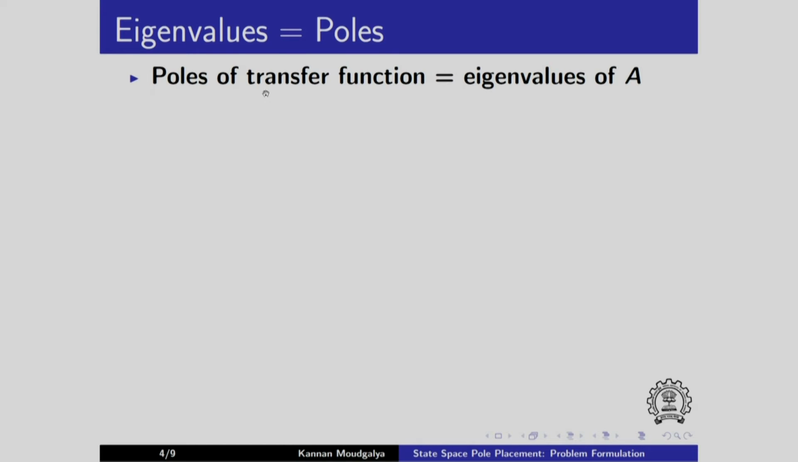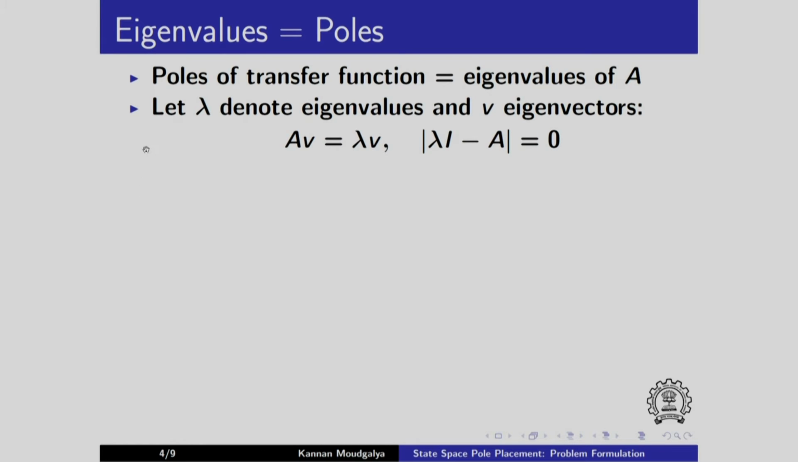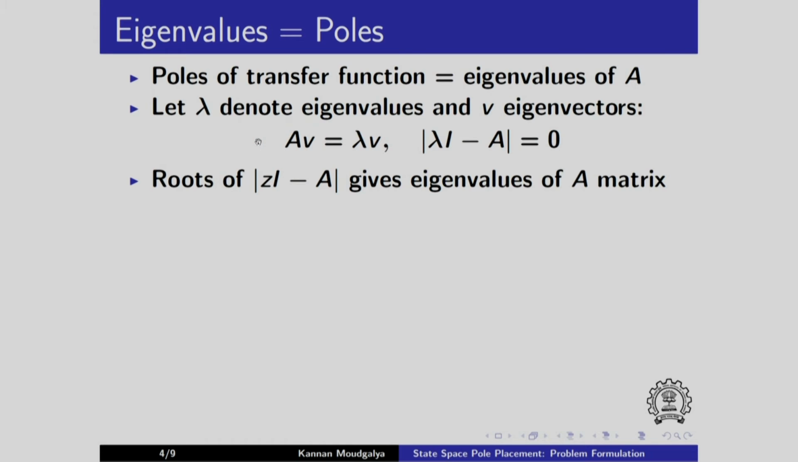In this slide we will show that the poles of a transfer function are the same as the eigenvalues of the underlying matrix A. So let lambda denote eigenvalues and V the corresponding eigenvectors. So we have the standard relationship. Roots of determinant of ZI minus A, or lambda I minus A equals 0, give eigenvalues of A matrix.